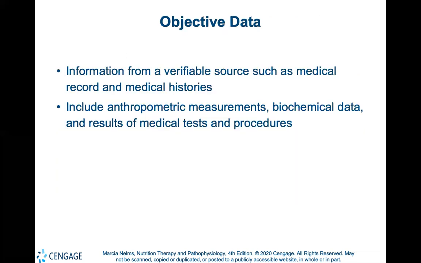Objective data includes information obtained from a reliable source such as the current medical record or previous medical histories. These data could include anthropometric measurements, biochemical data, and results of medical tests and procedures. We want to make sure this information is verifiable.